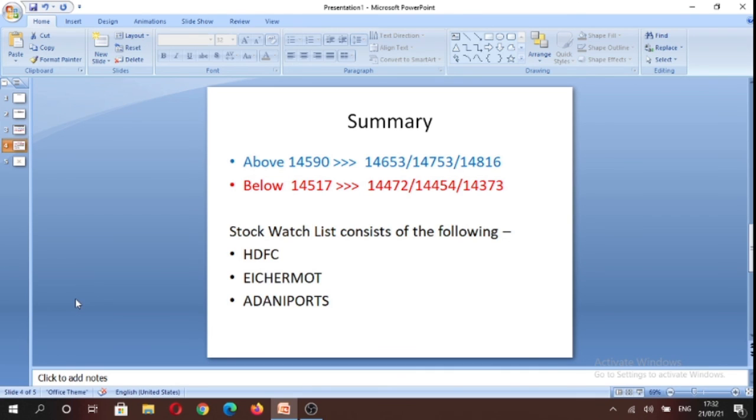And the stocks that we would be tracking are all inside candles on the daily time frame: HDFC, Eicher Motors, and Adani Ports. So inside candles are formed when there is an equilibrium between both the buyers and the sellers. So basically markets are consolidating in a range, so we'll look for buying opportunity outside the range. That is, if inside candles break to the upside, we look for buying opportunities, and if the inside candles break to the downside, we look for selling opportunities.